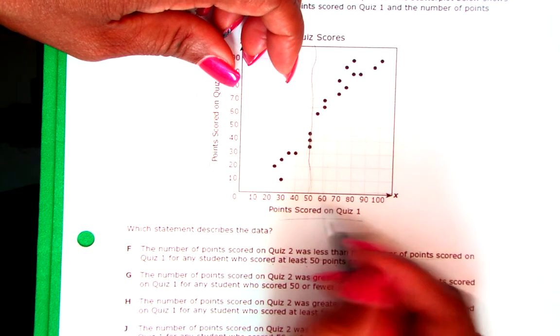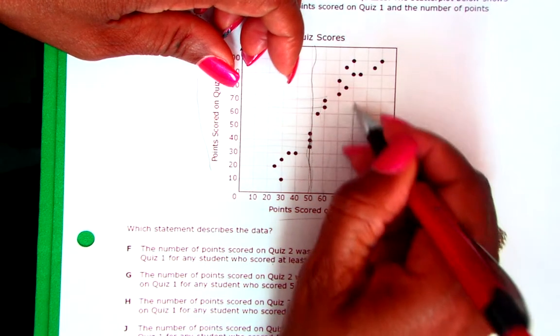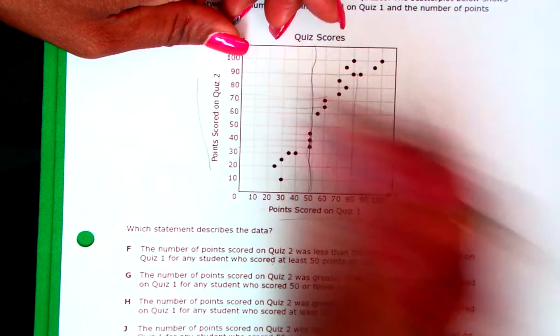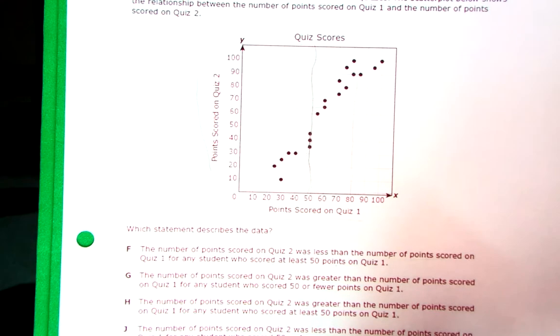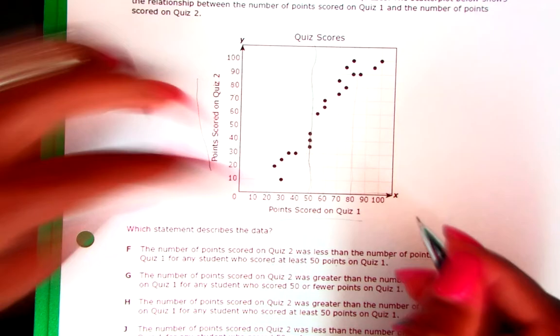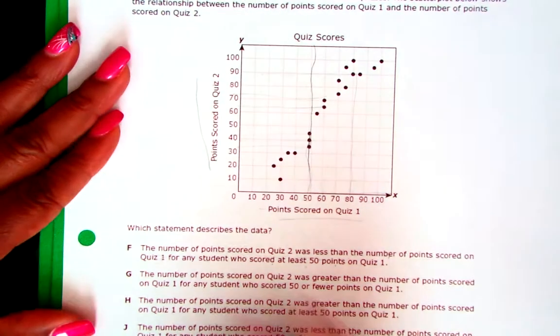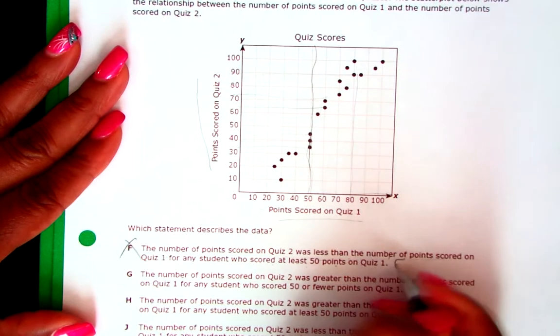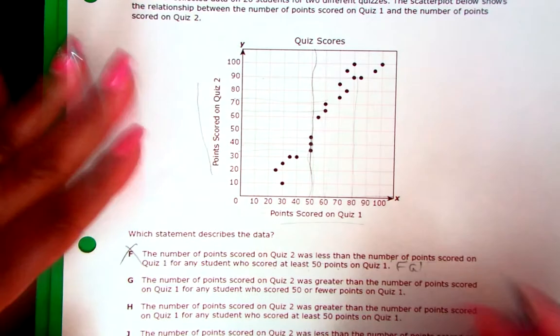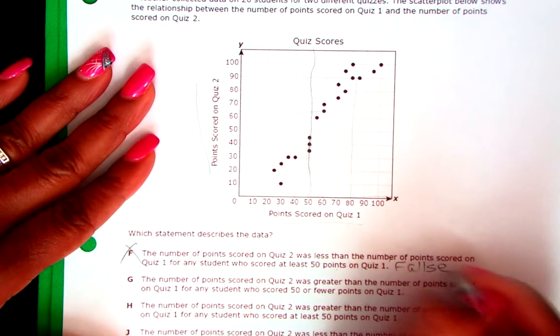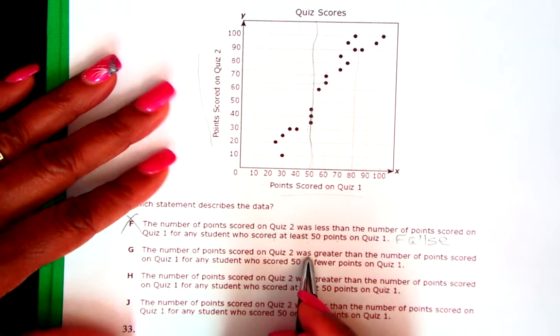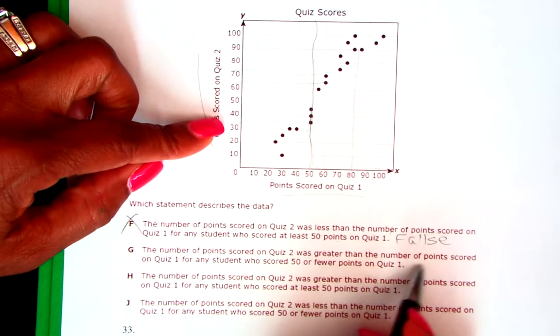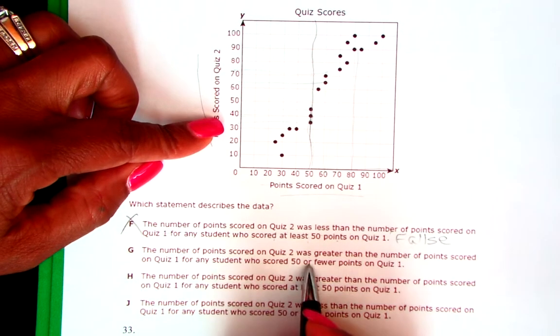So at least 50 means 50 or more. So let's go to 80, that's 90. So is that true? That's not true for everything. It's true for when it says 50, but not for everything. So that's a false statement. Okay, so the number of points scored on quiz 2 was greater than the number of points scored on quiz 1 for any student who scored 50 or fewer.